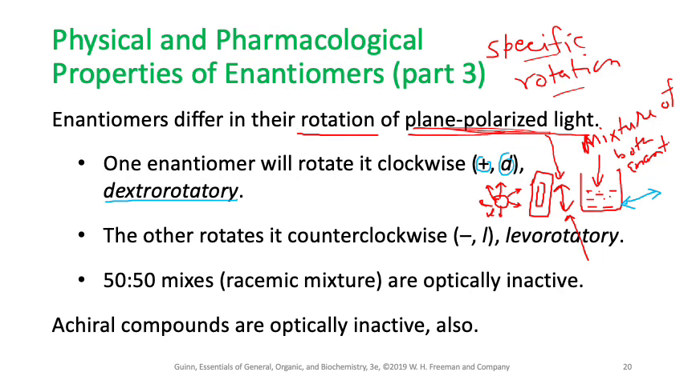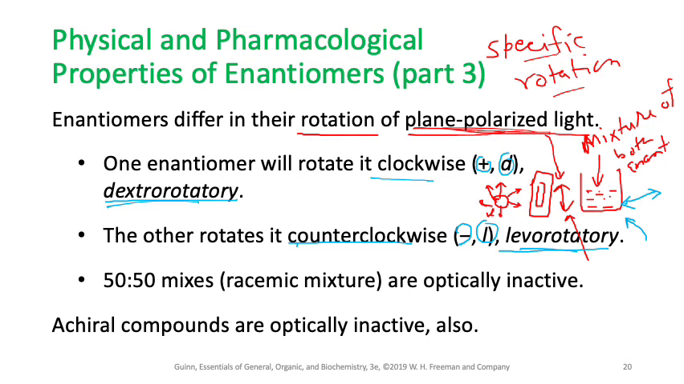If the plane polarized light comes out from the solution anti-clockwise, something like this, then we can say that one is a levorotatory enantiomer, or we can represent it as negative or small l, right? So we only talk about how we differentiate between dextrorotatory and levorotatory. The enantiomer that rotates the plane polarized light clockwise is dextrorotatory. If the enantiomer rotates the light counterclockwise, it is called levorotatory, negative and L.